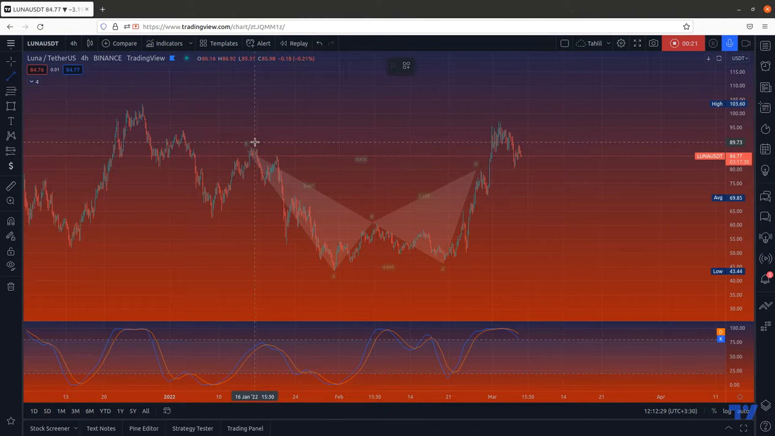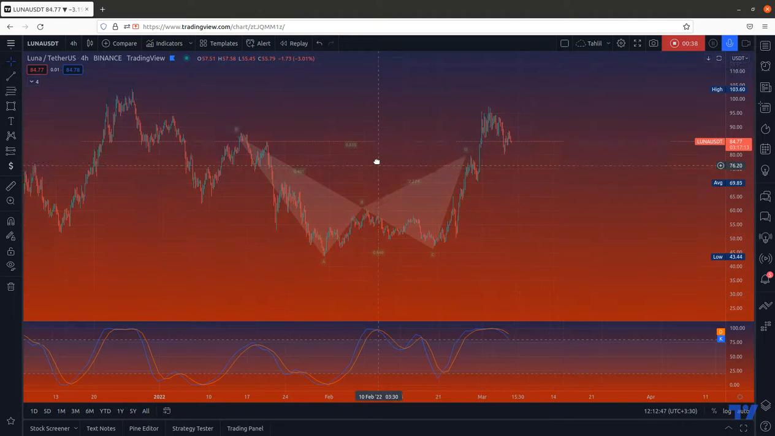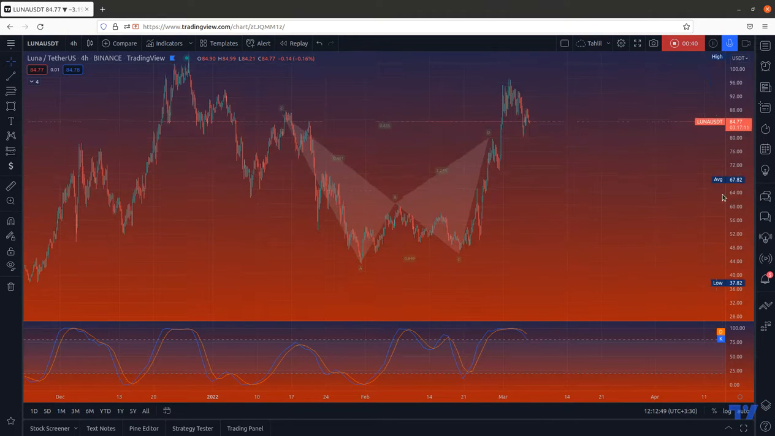Before the half of this bat pattern, you can see there was this resistance line. The price hit it here, was rejected, and came down again. Eventually, it was broken in this area and turned into support. Half of this bat pattern was almost completed.